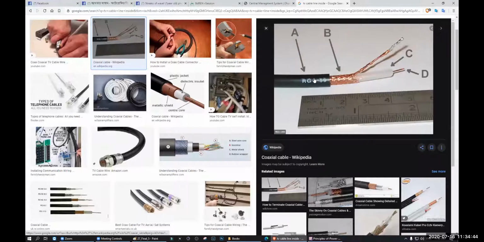See, if you cut the cable, what will happen? You will see there is a metal mesh, a metal cover. After that, you will see there is some sort of wax. Do you know what wax is? This is a paper mixed with wax. This is not plastic. This is not rubber. This is actually paper mixed with wax.